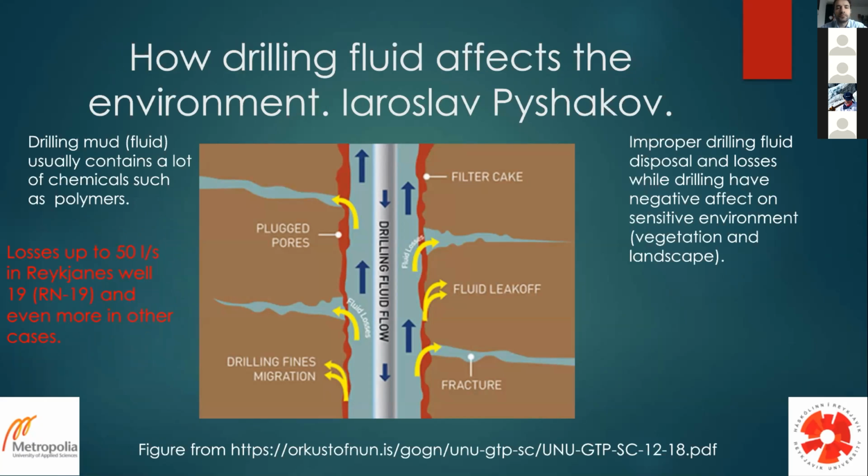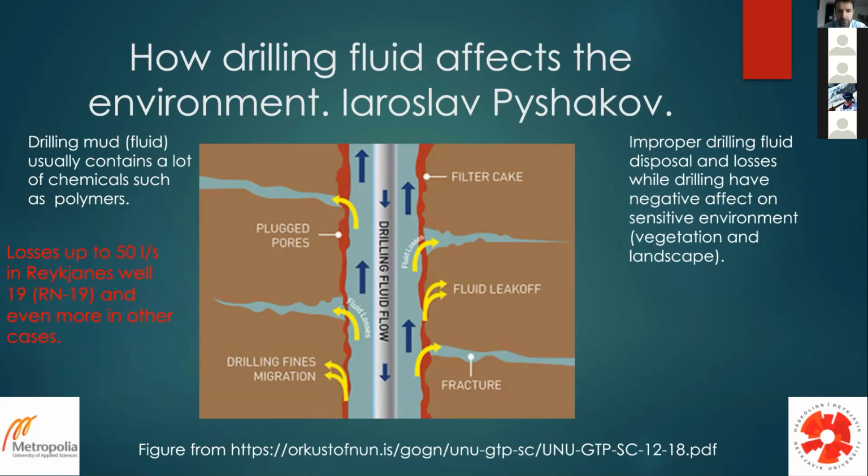The first step of building any power plant is drilling wells, and now I'm going to talk about how drilling fluids affect the environment. There are two main problems, in my opinion. The first one is that during drilling, there are always a lot of zones of losses where fluid gets inside the rocks, which leads to the pollution of soil and the groundwater resources. As you can see in the figure, the drilling fluid gets inside the cracks of the layer.